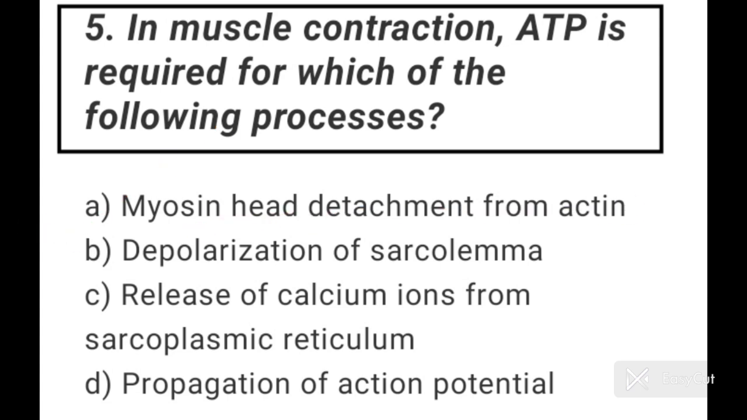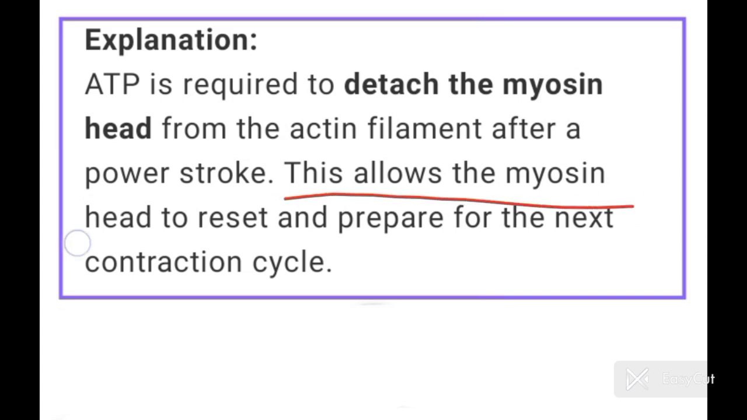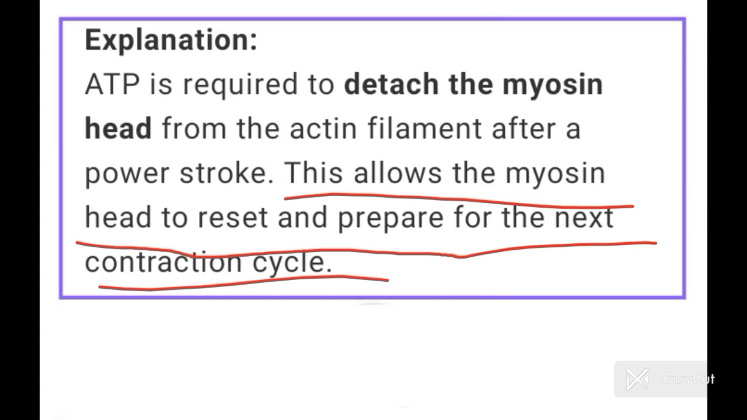Myosin head detachment from actin. ATP is required to detach the myosin head from the actin filament after a power stroke. This allows the myosin head to reset and prepare for the next contraction cycle.